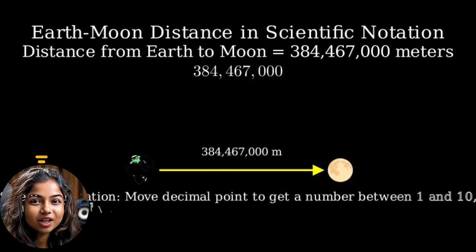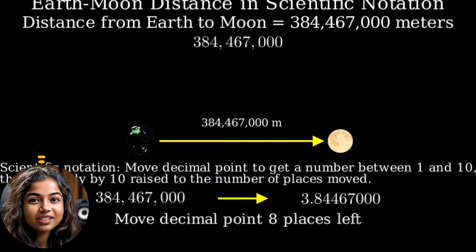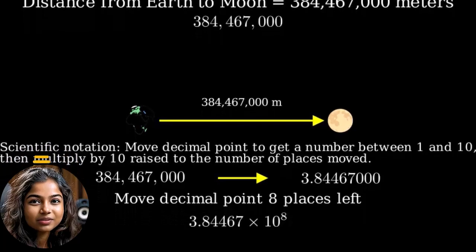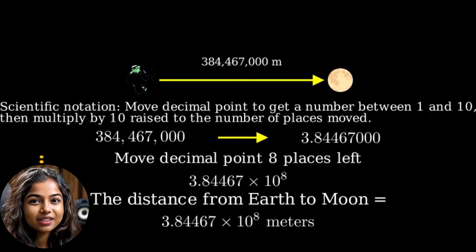To convert this to scientific notation, we need to move the decimal point until we have a number between 1 and 10, and then multiply by 10 raised to the power that represents how many places we moved the decimal. Since we moved the decimal point 8 places to the left, we multiply 3.84467 by 10 to the 8th power. Therefore, the distance from Earth to the Moon can be expressed as 3.84467 times 10 to the 8th meters in scientific notation.